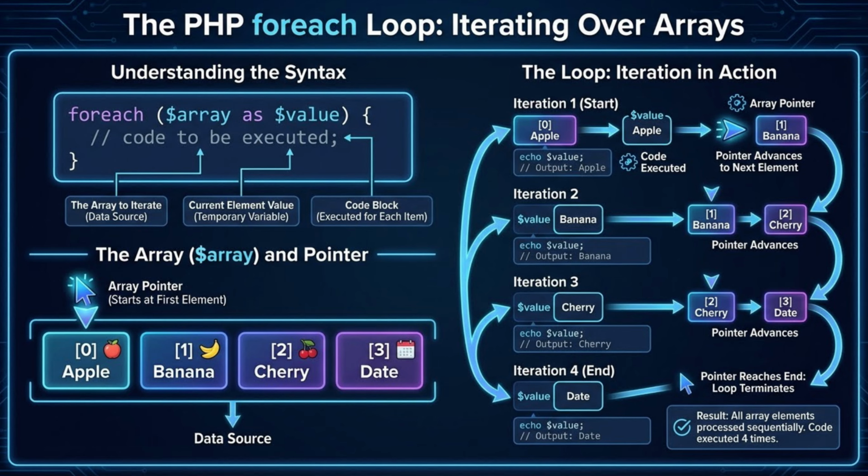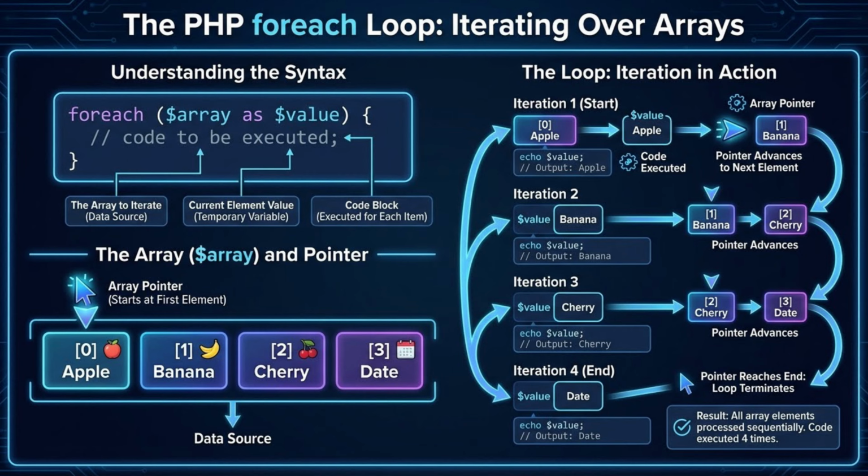The syntax of the Foreach loop is very straightforward. You simply write foreach $array as $value, then the code to execute in the loop. Here, $array represents the data source, and $value is a temporary variable that stores the current item of the array during each iteration. The code inside the loop runs once for every element in the array.